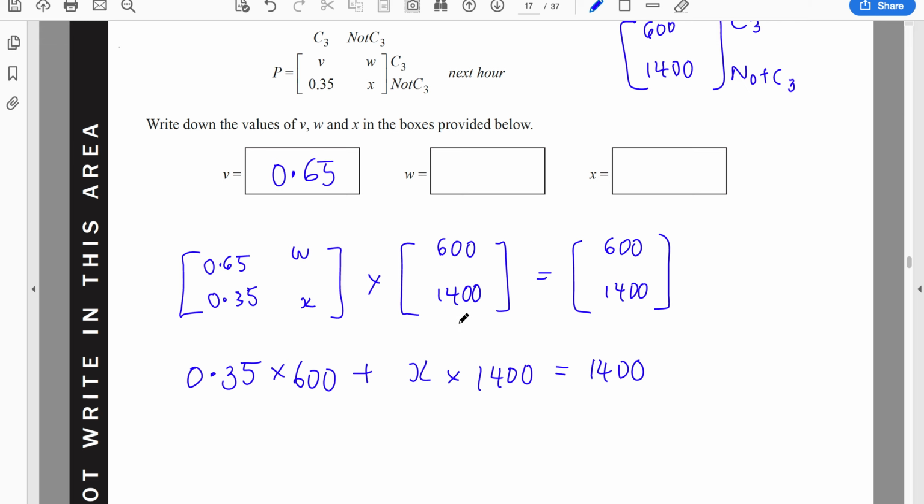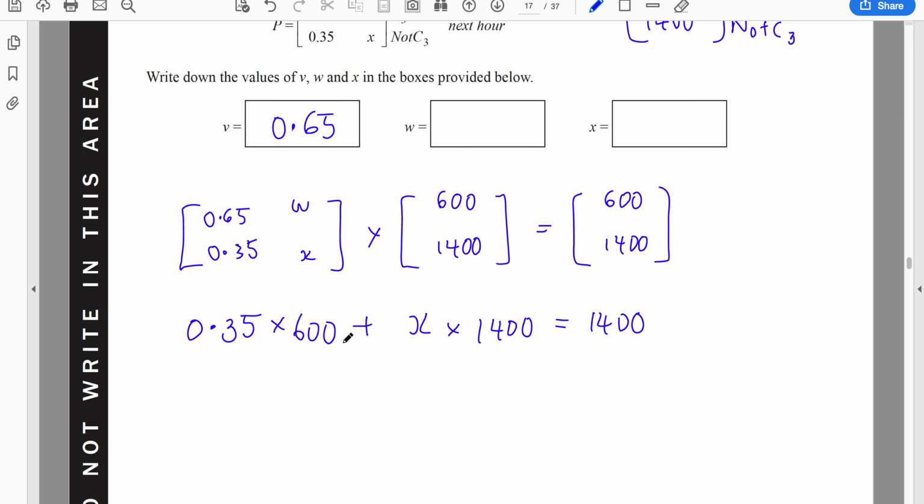Now what you can do from there is you can actually use this in your solve, to work out what X is. So type that into your solve, and what you should find is X is 0.85. And once I establish that that's 0.85, I then know what W is because they need to add up to 1. So that has to be 0.15.